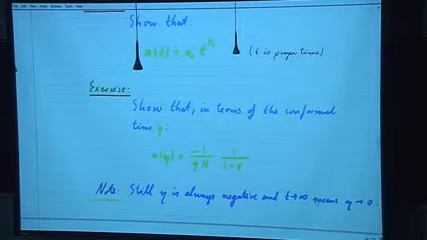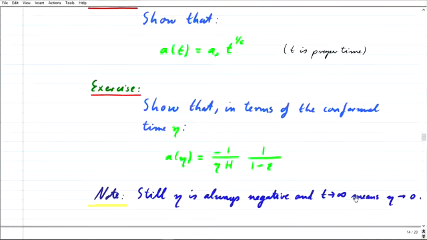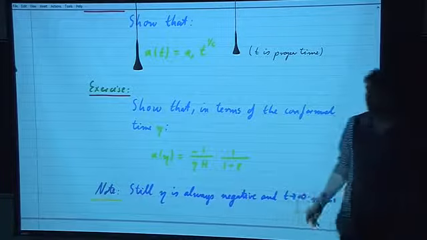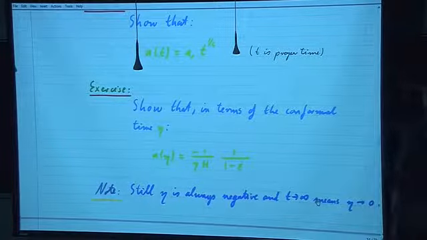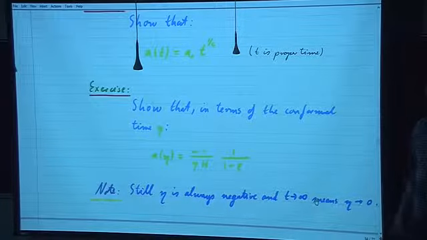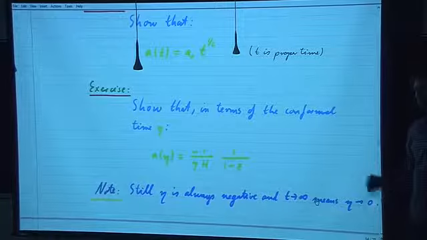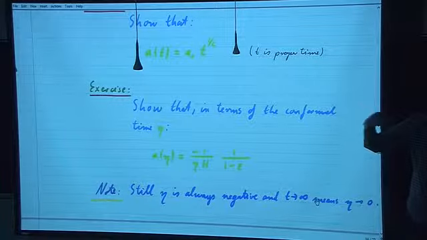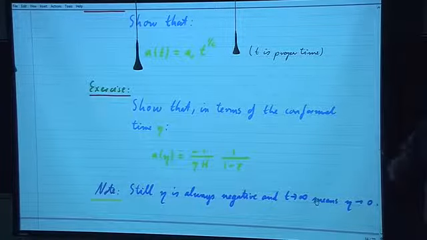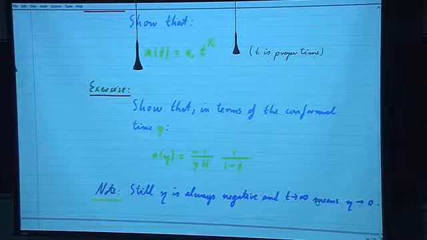But still, because this is just some constant in front of the conformal time, the overall behavior of conformal time is still the same. Namely, conformal time is always negative. Past infinity is negative infinity. And future infinity is 0. So as conformal time approaches 0 from the left, you drive towards future infinity.